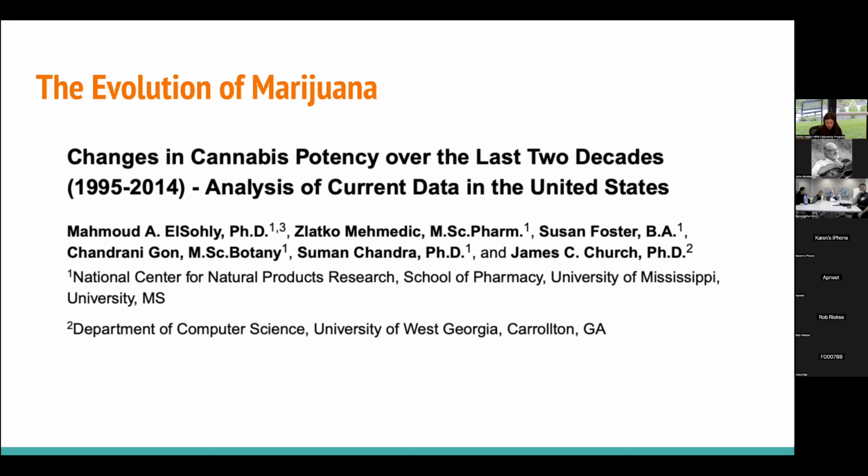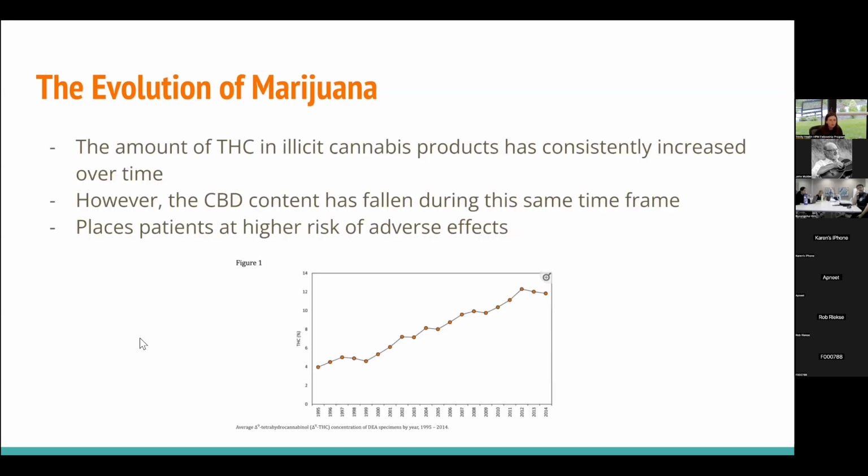And over time, it showed that, sorry, the dates are a little small on this, but since 1995, the concentration of THC was about 4%, and by 2014, it increased to 12%. During the same time frame, the average CBD content in these illicit cannabis plants has fallen as well. And with that increase in THC, it's placing patients at higher risk for adverse effects, because THC is the psychoactive component of cannabis plants.